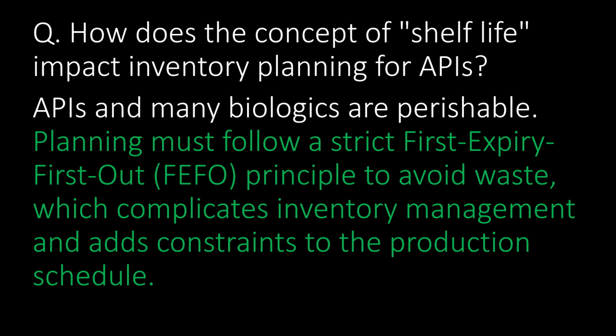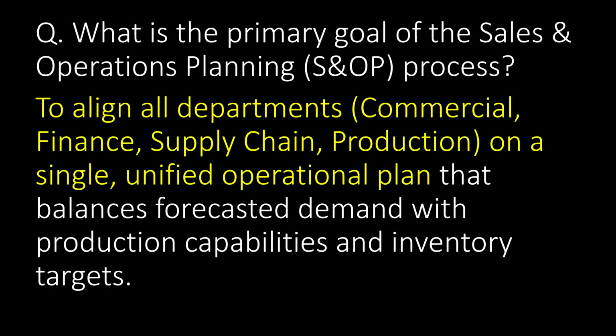to the production schedule. What is the primary goal of the sales and operations planning process? The primary goal is to align all departments like commercial, finance, supply chain, and production on a single unified operational plan that balances forecasted demand with production capabilities and inventory targets.